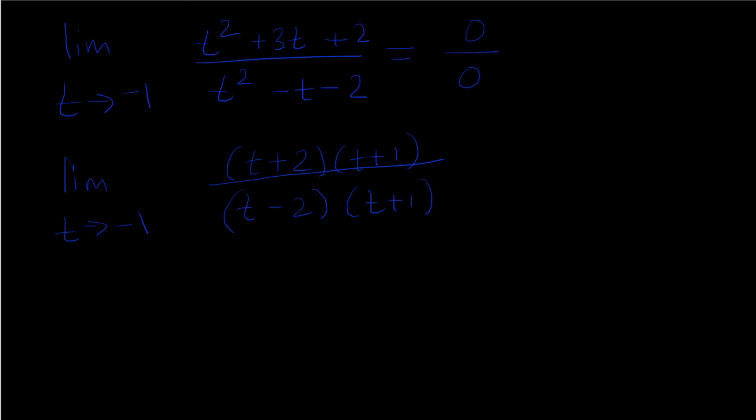I can cancel out the t plus 1s. And if I plug in t as negative 1, I get 1 over negative 3. So negative 1/3 will be my limit.